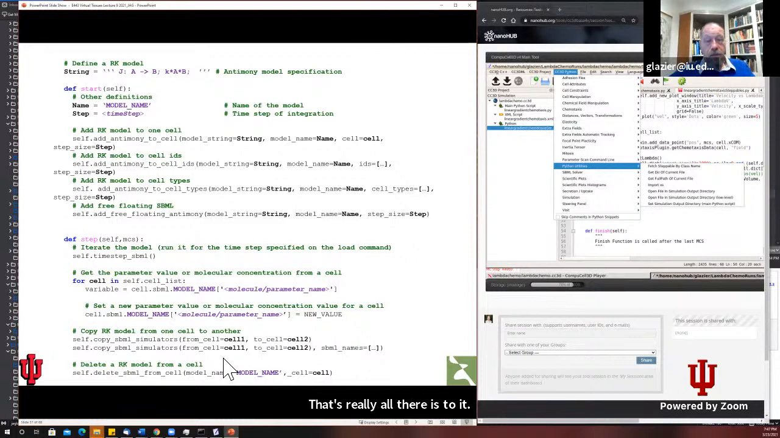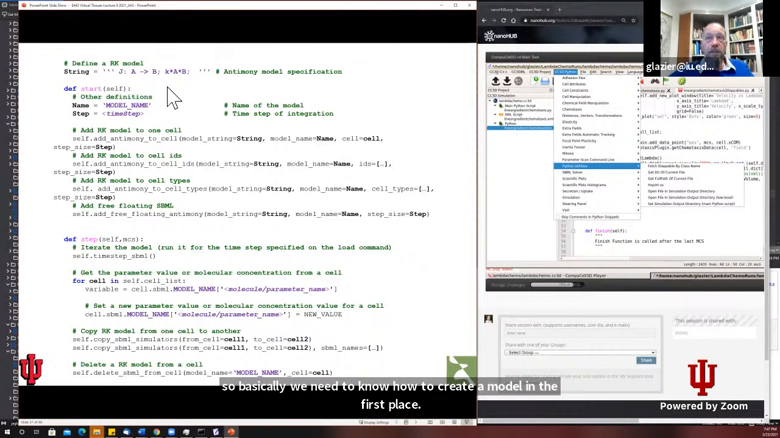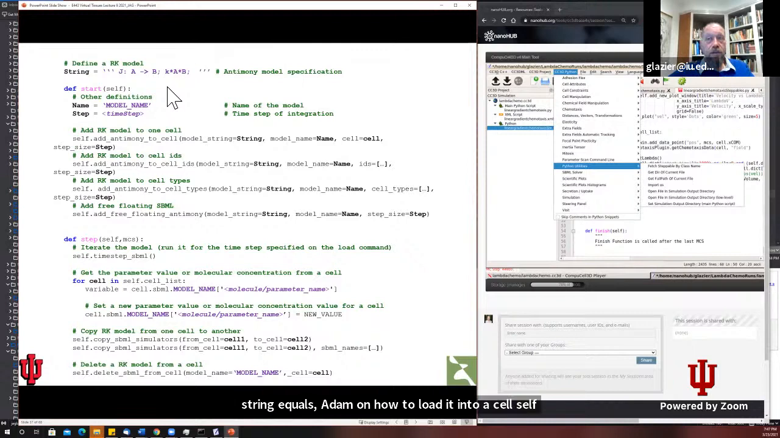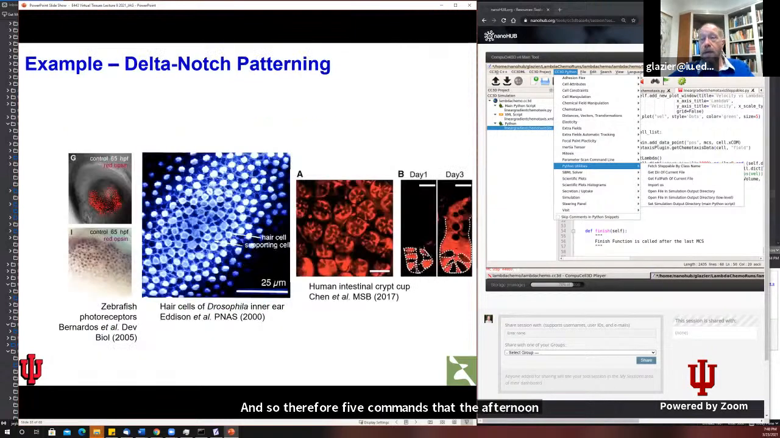Copying models and deleting models isn't something we're going to do that often, but they're available. Basically we need to know how to create a model in the first place, a string equals Antimony; how to load it into a cell, self.add_antimony_to_cell; how to execute it, self.timestep; and that to read and write the variables and parameters, we use dictionaries. So there are four or five commands that we have to know. And I guess we're going to run out of time.